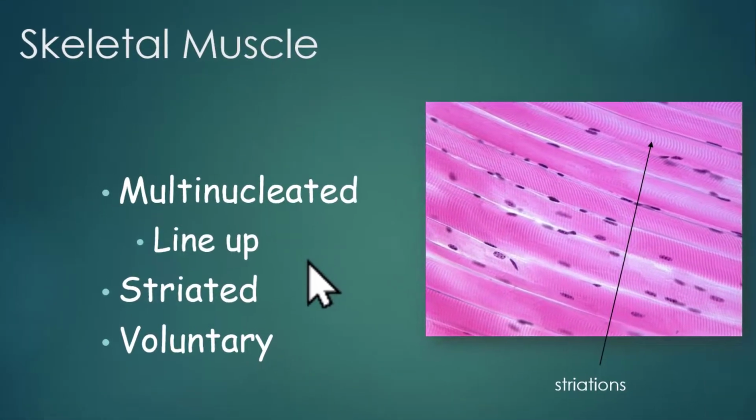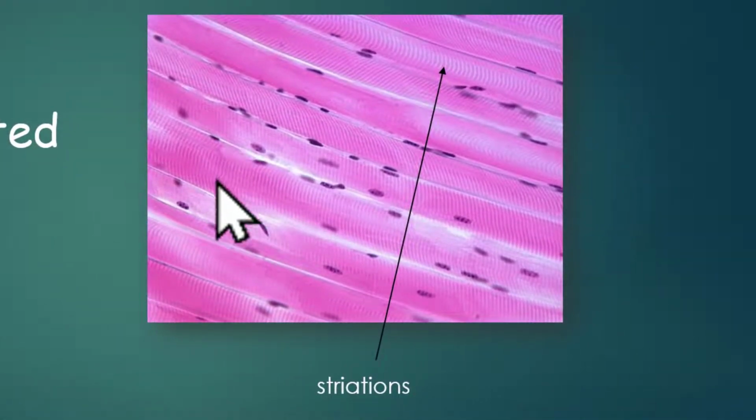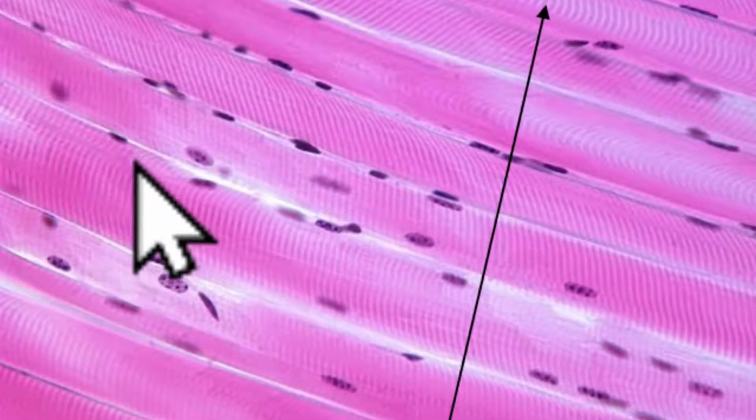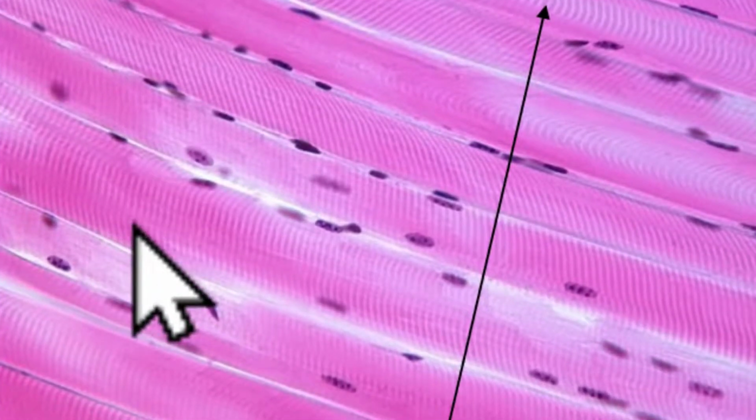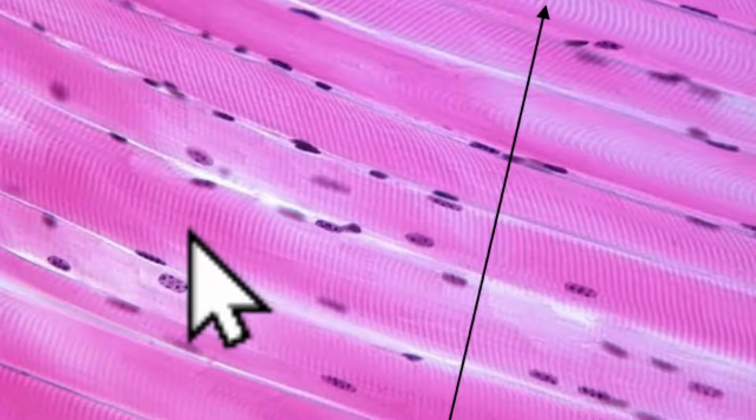Obviously, these are attached to our bones, allow us to move. Now, how we tell this apart is, first of all, skeletal muscle has striations. These are basically these kind of like zebra stripes, if you will, these vertical lines up and down. And when we get to the muscle, we'll talk about what these actually are. But for right now, what you need to know is that these are called striations.